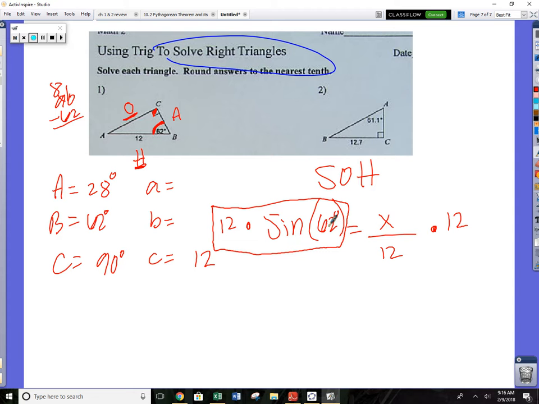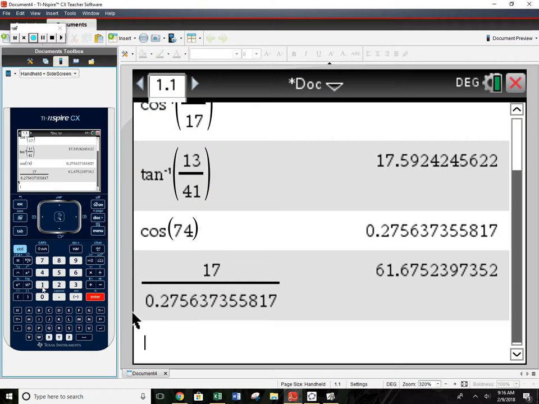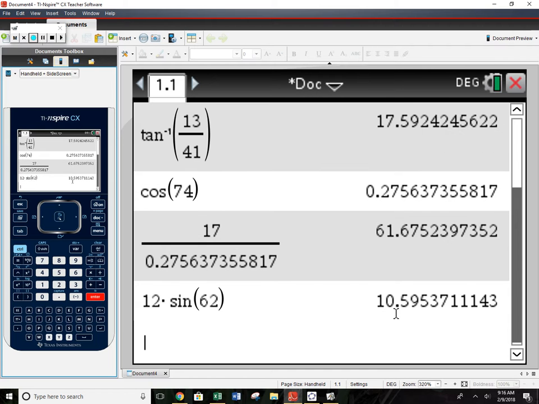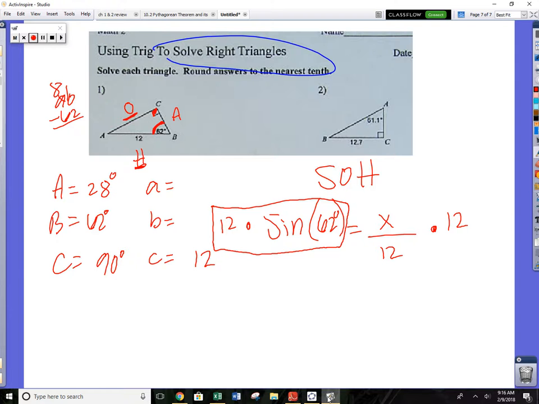So remember, sine of 62, that's like almost 90%. But if I do 12 times sine of 62 on the calculator, we're just going to type in 12 times the sine of 62 and hit enter. And they want to round to the nearest tenth, so that side is going to be 10.6. So that means this: the opposite is across from angle B. So little b is 10.6.